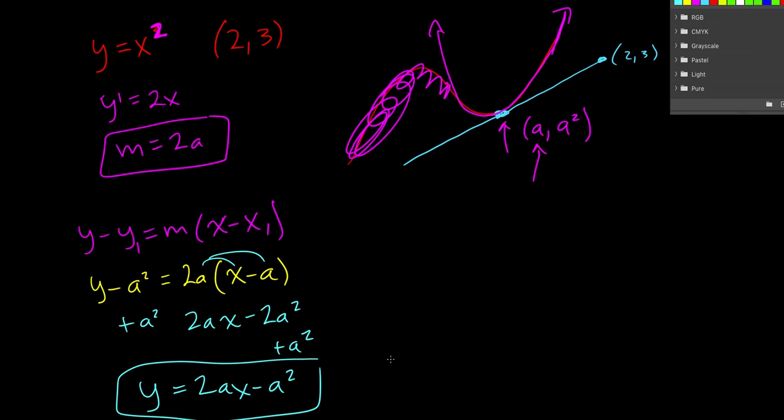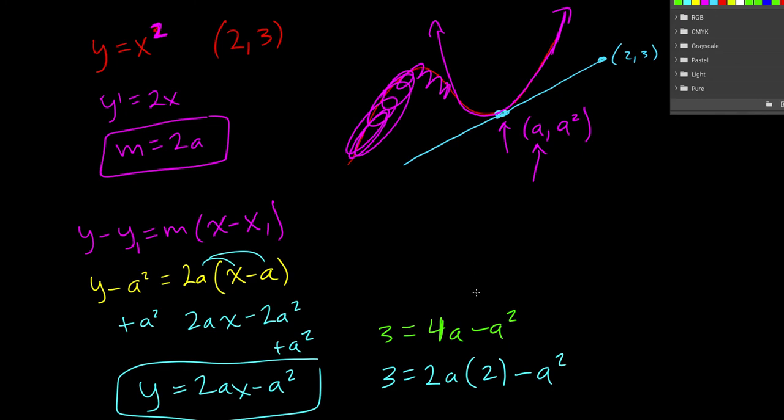Now, what we know is that we want this to pass through 2, 3. And so if we plug in 2 and 3 for those values, we get 3 equals 2a, then the x value is 2, minus a squared. And then we can solve this for a, and that will give us that point. So if we multiply that, we get 4a minus a squared equals 3.